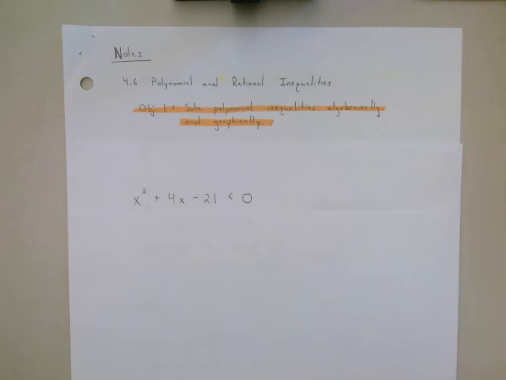As a type of warm-up, I'd like you to pause the video and solve the quadratic inequality x squared plus 4x minus 21 is less than 0. Go ahead and give that a shot.